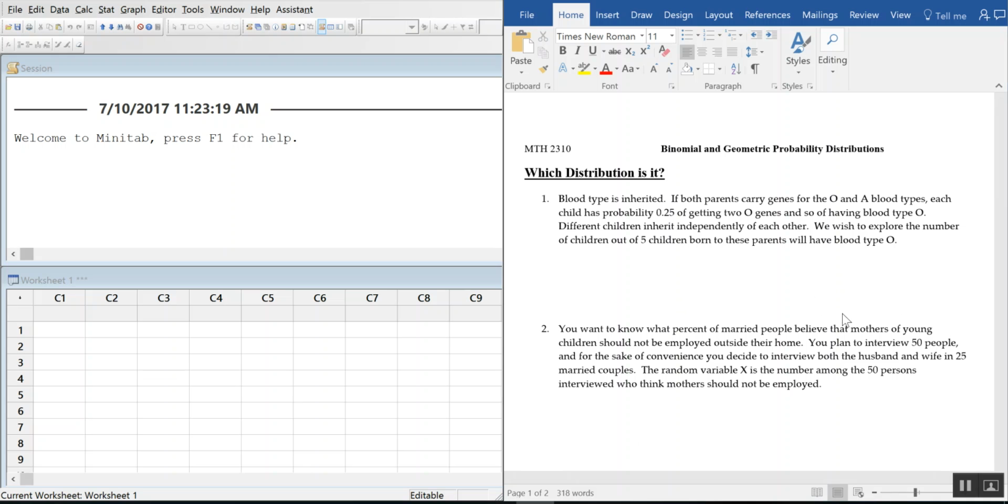Okay, so first we're going to start with the blood type example. If both parents carry type O and type A bloods, each child has a probability of 0.25 of getting two O genes and therefore having type O blood. If different children inherit independently of each other, as in each birth is independent, we want to explore the number of children out of 5 who, born to these parents, will have type O blood. So we've got to ask ourselves, first of all, which distribution is this? Is this the binomial or is this the geometric?